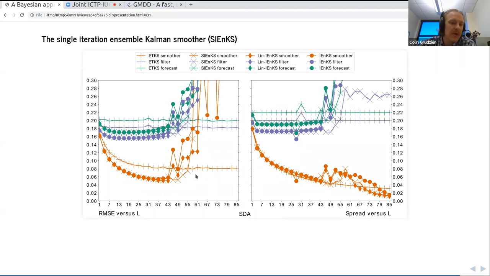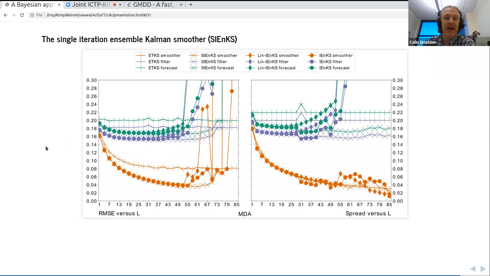And again, the estimators in the SDA configuration are largely similar, except for the fact that all of the iterative approaches, in fact, achieve a better forecast RMSE than the filter RMSE of the classic approach. So again, this indicates the strength of reinitializing with a smooth prior. But when we turn on the MDA, we do see a little bit wider band of stability for the SIEnKS versus the other schemes.